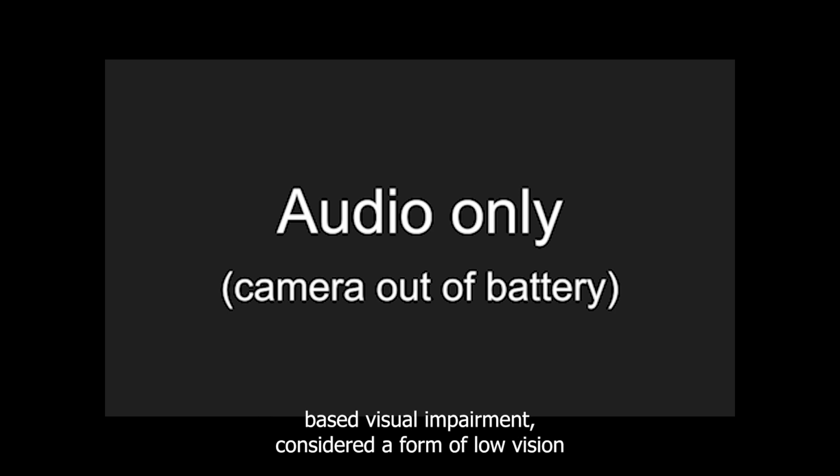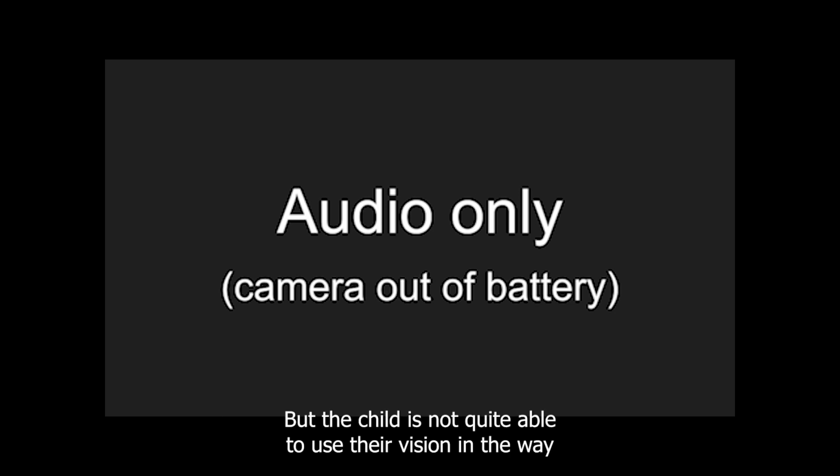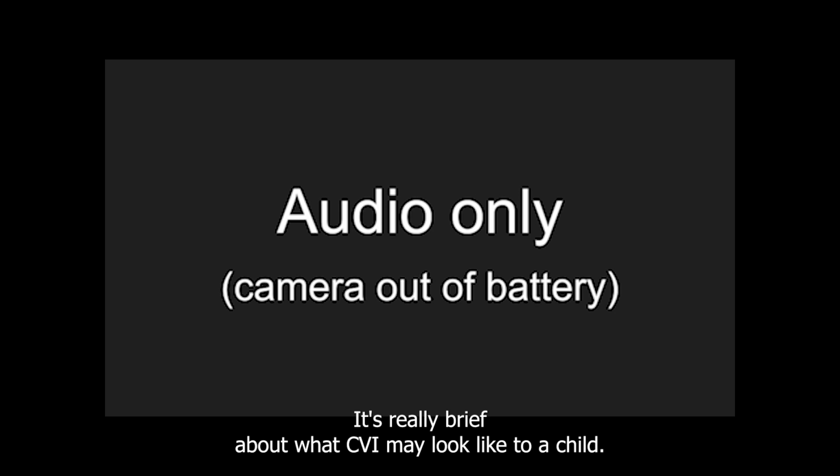What we are not going to get too into today is CVI. So this is one of the most prevalent conditions on our campus, and it's a brain-based visual impairment, considered a form of low vision, where everything with the eyes checks out, but the child is not quite able to use their vision in the way a child of a similar age may be able to use their vision. So I'm going to see if this controller lets me play this video. No. All right, I'm going to click on it. But this is a video from Perkins that's really brief about what CVI may look like to a child.